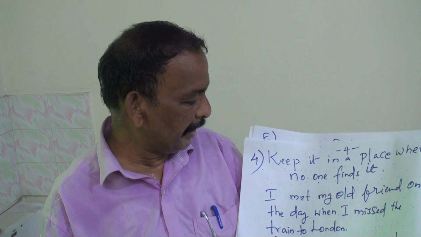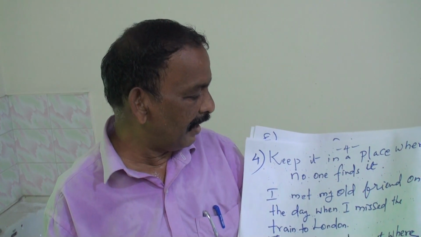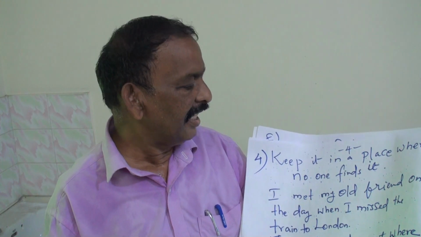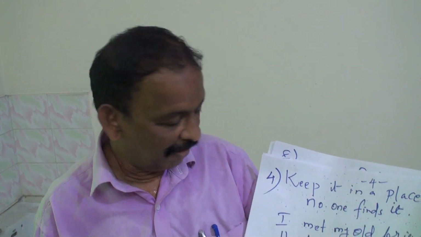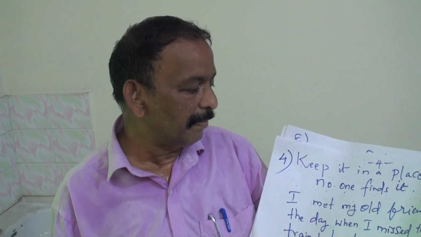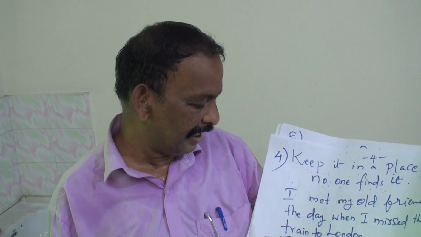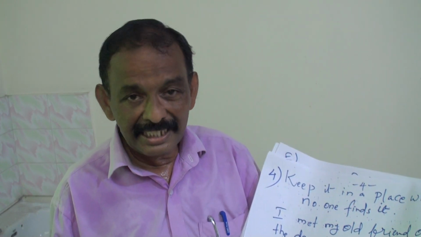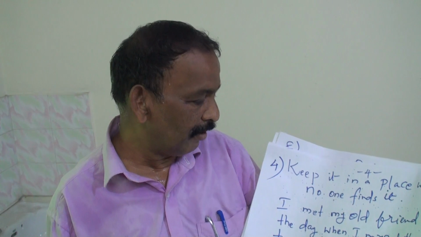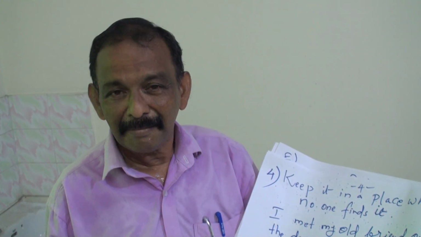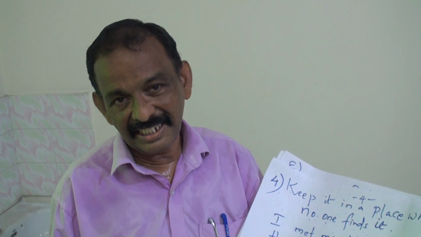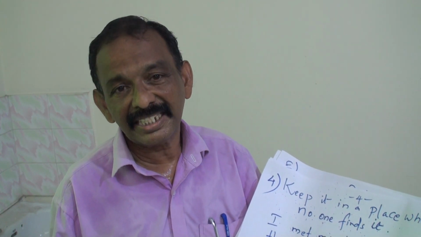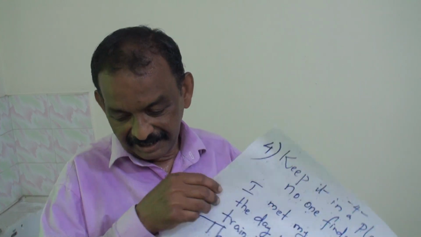Keep it in a place where no one finds it. In this case, where is the relative pronoun. Where no one finds it is the relative clause. I met my old friend on the day when I missed the train to London. When I missed the train to London, that is the dependent clause. I met my old friend on the day, that is the independent clause. So you understand this example.